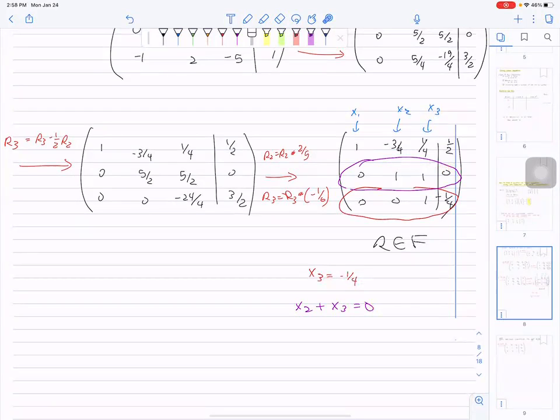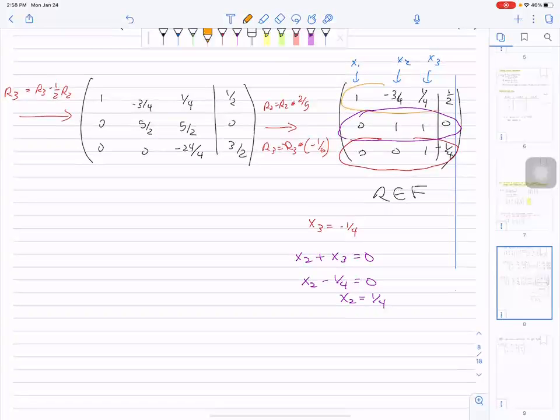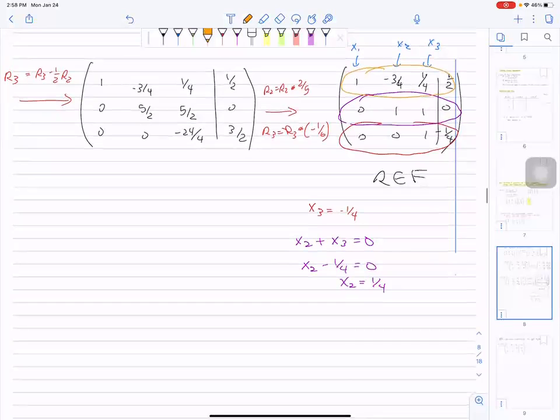We know what x3 is. So x2 minus 1/4 equals 0, or x2 equals 1/4. And then the top, this first row, gives us x1 minus 3/4 x2 plus 1/4 x3 equals a half. You plug in what we found for x2 and x3, and you get that x1 equals 3/4.